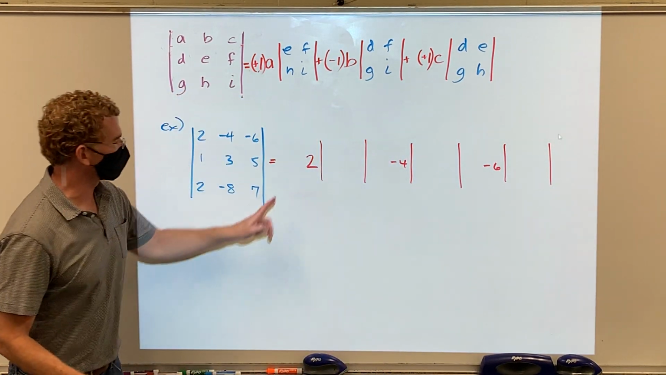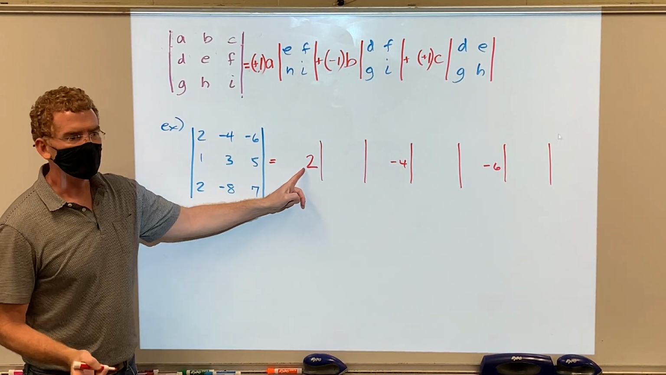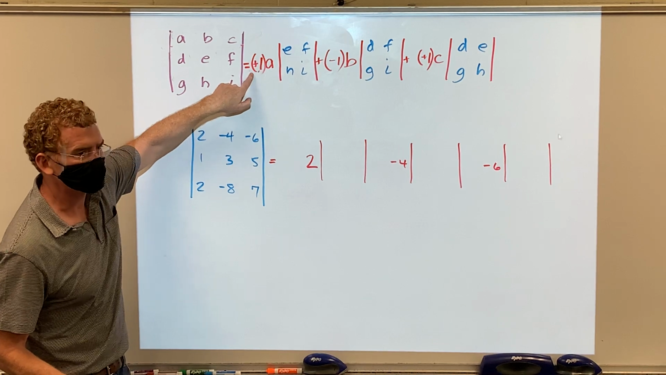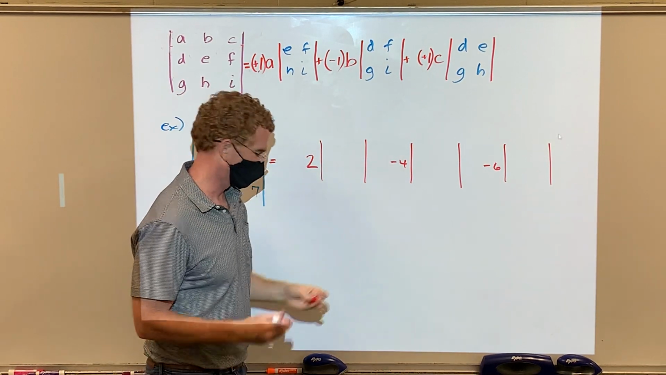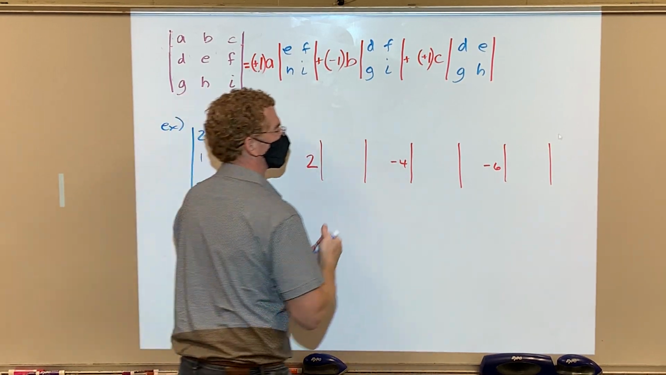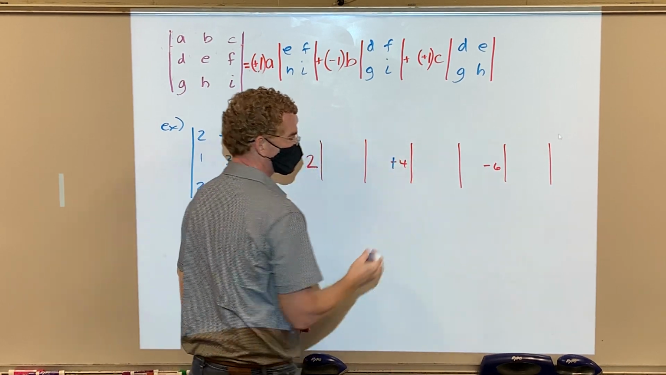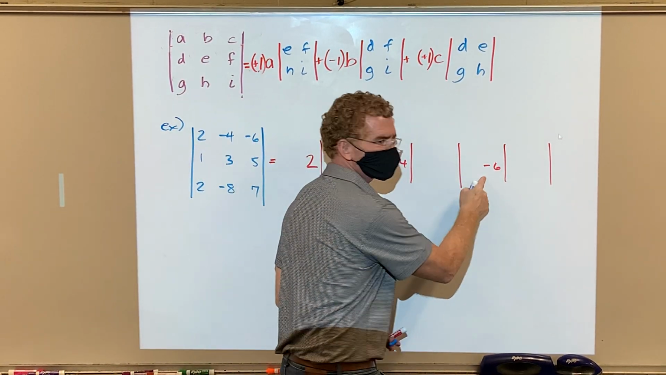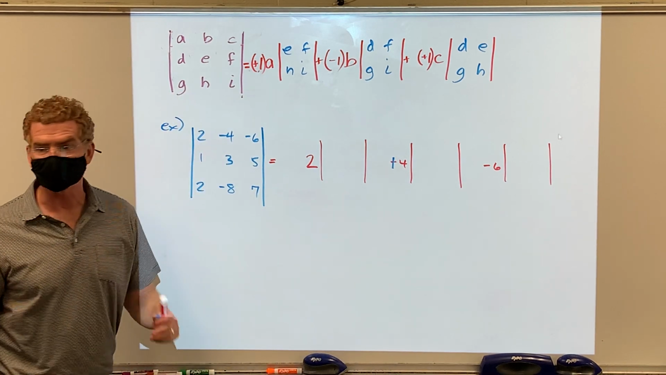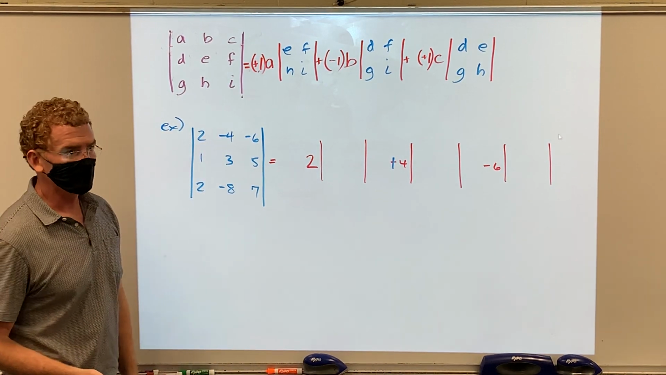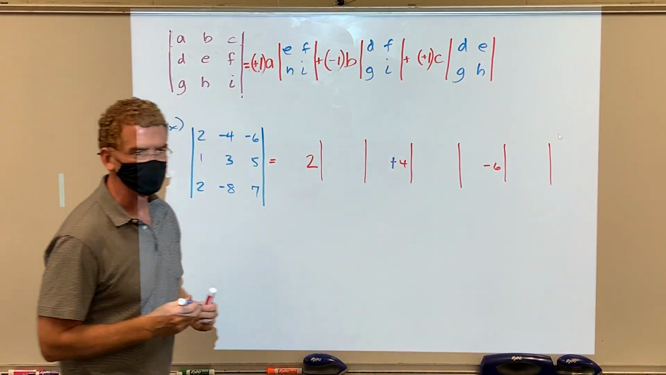And then what am I going to do to the 2? Keep it the same, positive 1. What am I going to do with the negative 4? Multiply by a negative 1, which does what? Changes the sign. And what are you going to do with the negative 6? Multiply by a positive 1, which leaves it the same. So basically, just change the sign of that middle term.